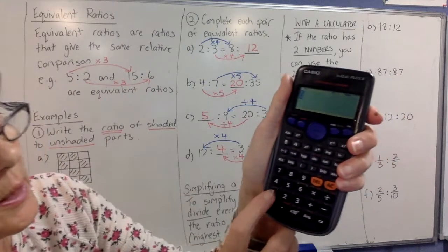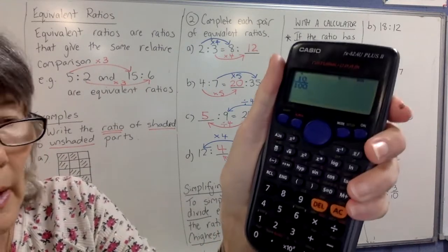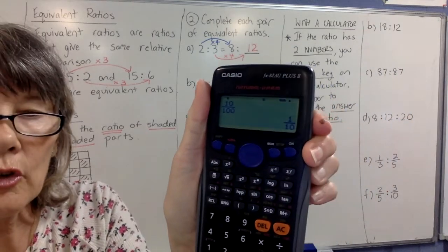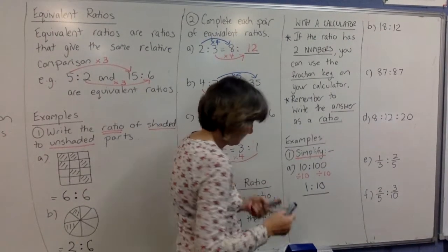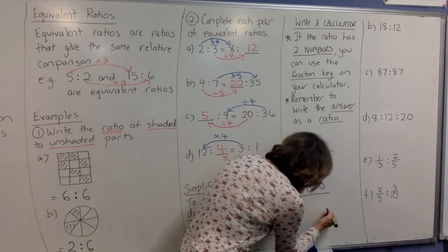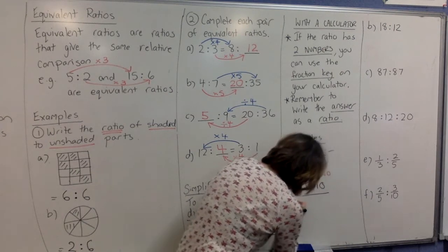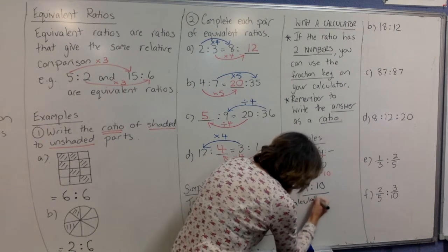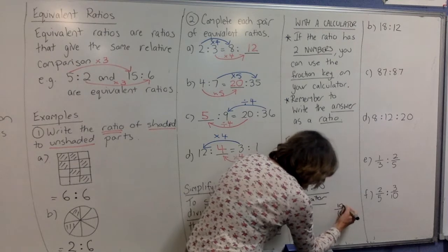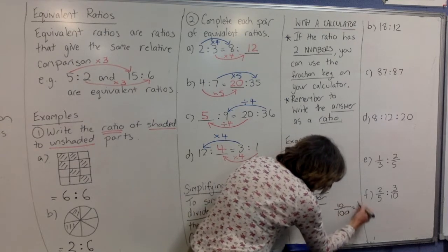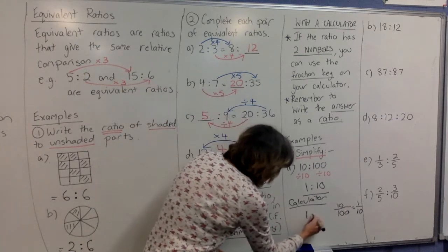So I'm just going to put it in as 10, down arrow, 100, and then press equals. Now the calculator gives you 1 over 10. We are not going to write 1 over 10. Right, so when you put it in the calculator, I'll just write calculator down here first. So when you press it in as 10 over 100 equals, it will give you 1 over 10. But you write it as a ratio, so you're going to write 1 colon 10.